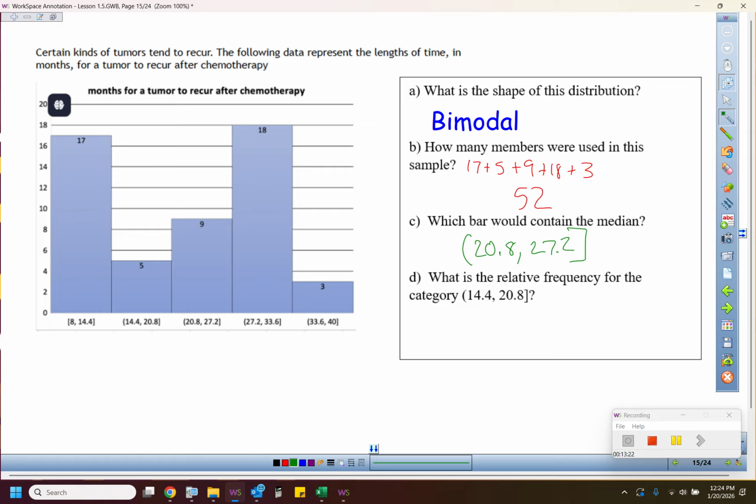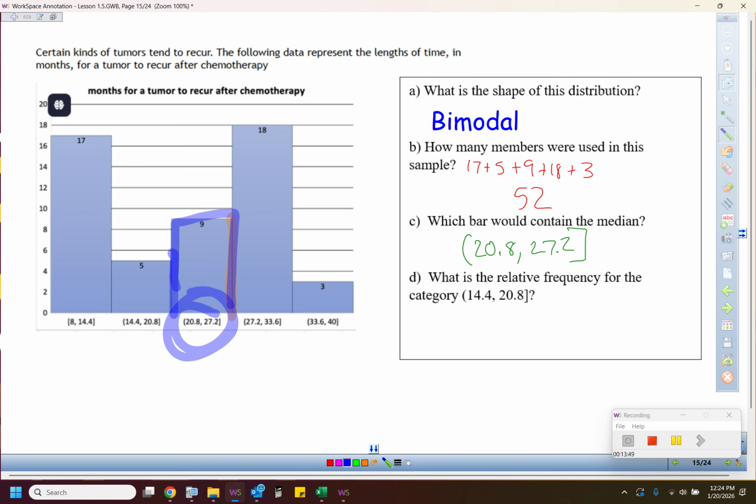Here's what that means. The parenthesis is not included, meaning 20.8 doesn't count in that bar, but the square bracket means it is included. So this is a backwards histogram where they are counting the guy on the right side and not counting the guy on the left side. They go back and forth with that. But this is the bar that it fell in. This one, and what a weird name.